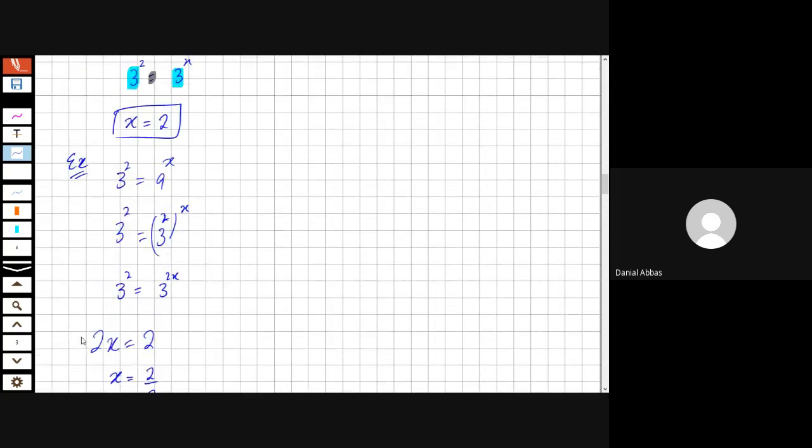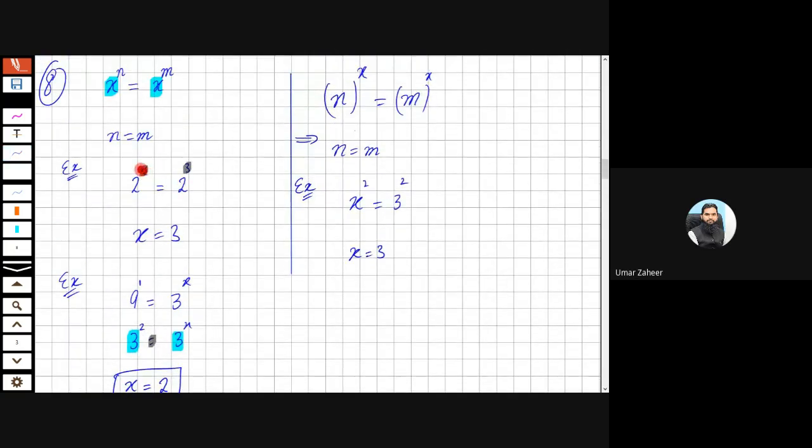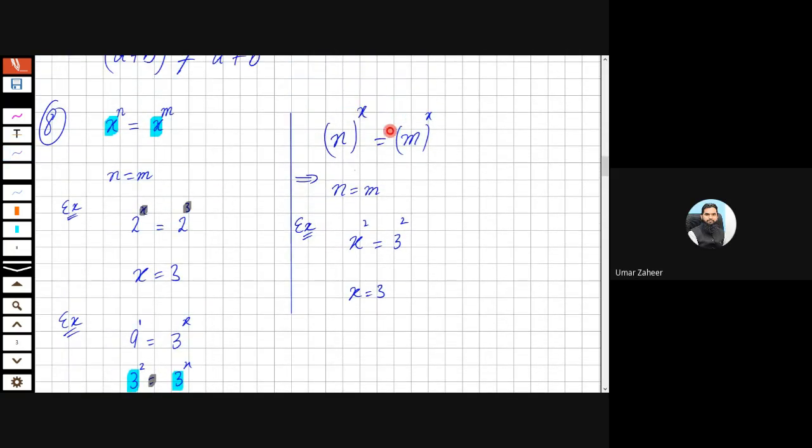Clear? So same bases, the power is going to be equal. If the same power, the number is going to be equal. The bases are the same, that's it. That's the rule. Okay, sir, let's do one question regarding this one.